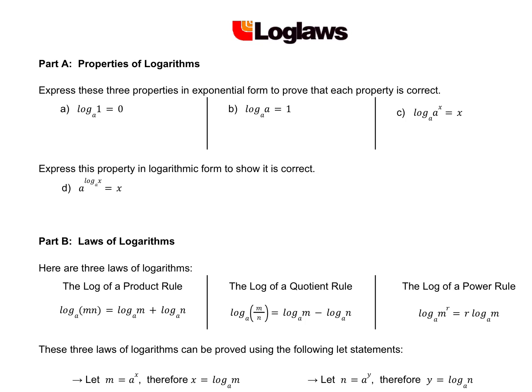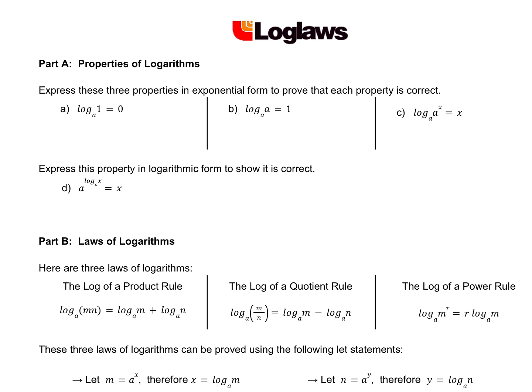In this video, we'll be looking at various properties and laws of logarithms that we can use to help us simplify expressions or solve logarithmic equations. So we're going to start off by expressing these three properties in exponential form just to prove that they are in fact correct. So when you're taking the log of 1 with any base, that value is equal to 0.